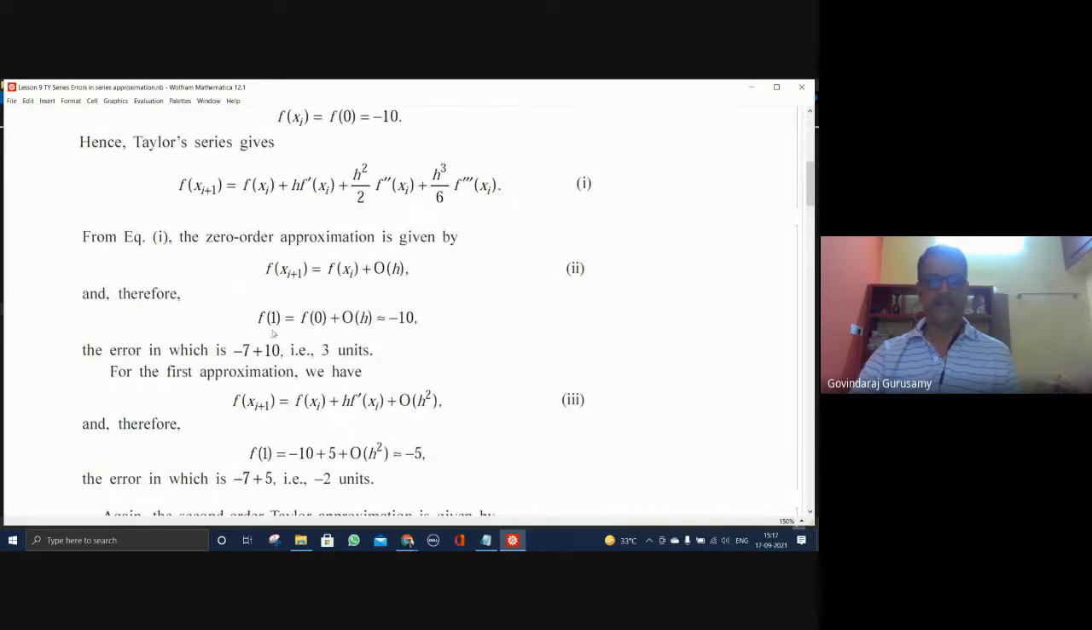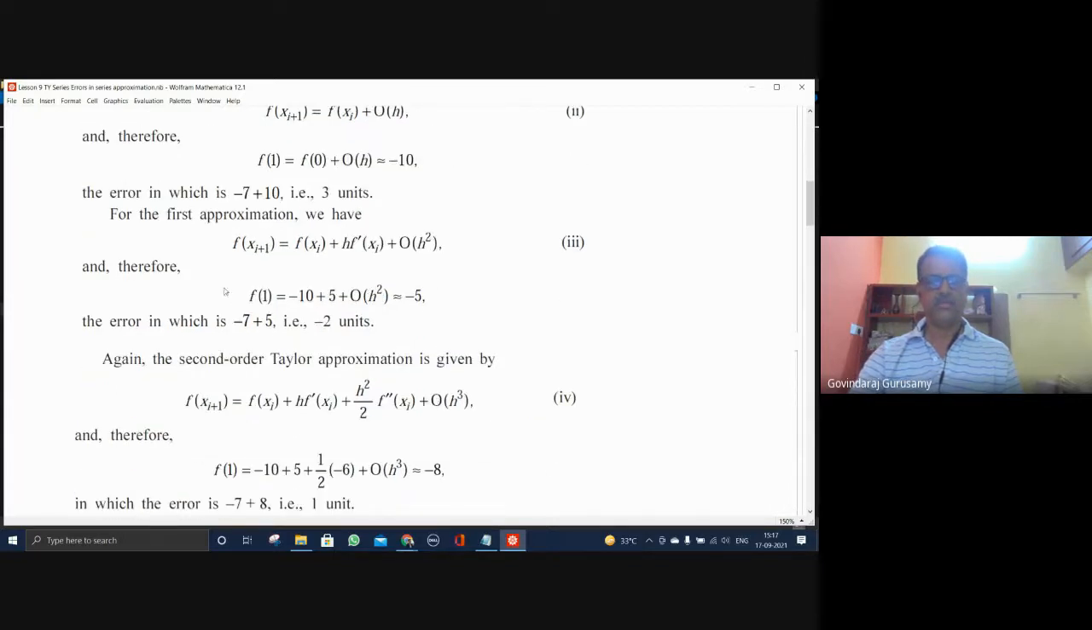For the f of 1, to do that, you have an error of 3 units. Now, for the first approximation, take this one again, and you see that I am going to add h of f prime of xi, and this becomes h square. Again substitute them, and your approximate value becomes minus 5, and the actual value is minus 7 plus 5, which is equal to minus 2 units of error.